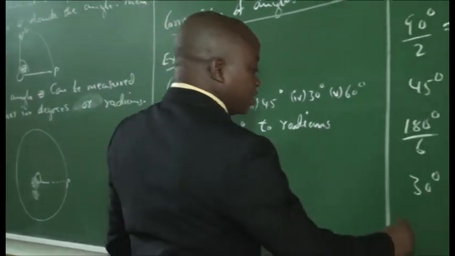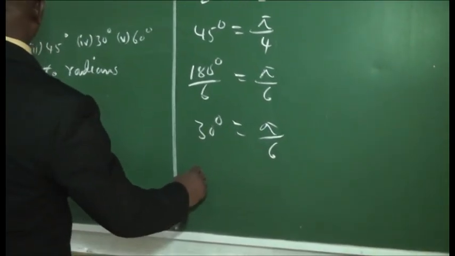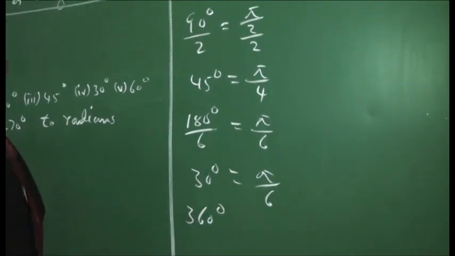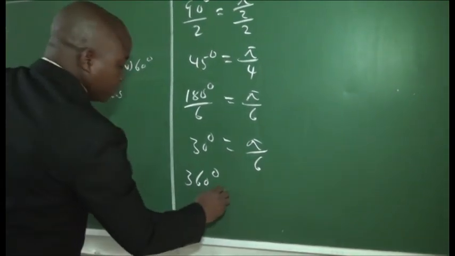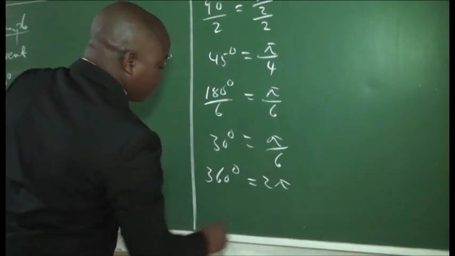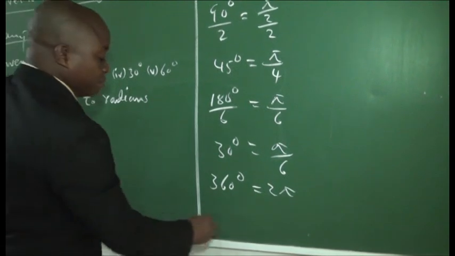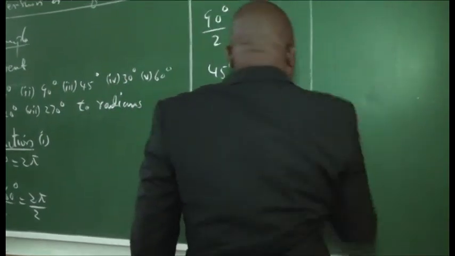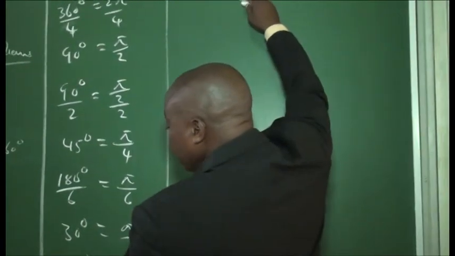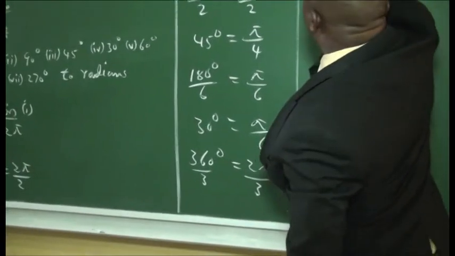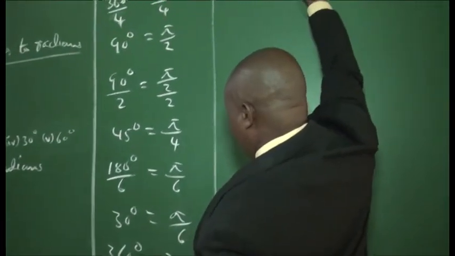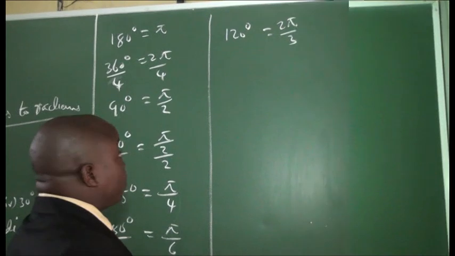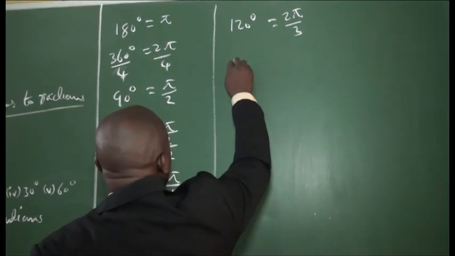Another one is 120 degrees. I know that from 360 degrees, to get 120, I have to divide by 3. So 360 degrees equal 2 pi. Divide both sides by 3. That means if I divide here by 3, I have 120 degrees equal 2 pi over 3. We look at 270 degrees.